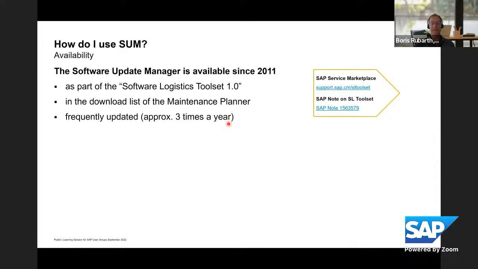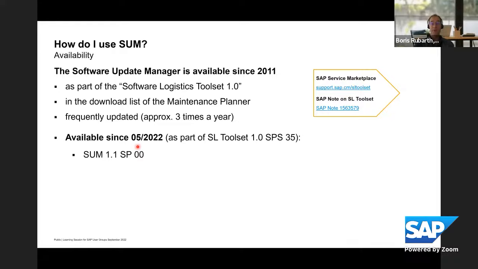And finally, the Software Update Manager is updated typically 3 times a year. So 3 times a year, we deliver a new version of the Software Update Manager. We call this an SP version of the tool. The latest Software Logistics Toolset, support package stack 33, is available since May this year, and it contains SUM 1.0 with support package 0 and SUM 2.0 with support package 14.